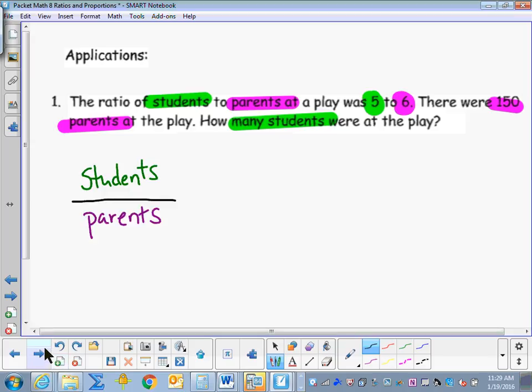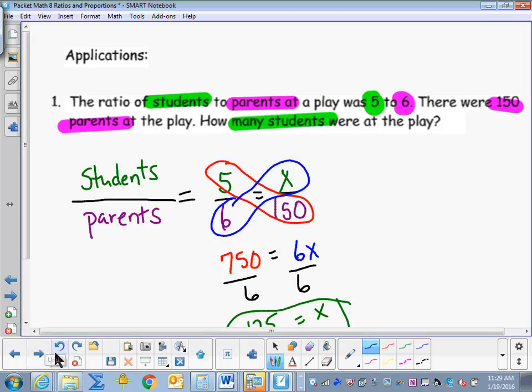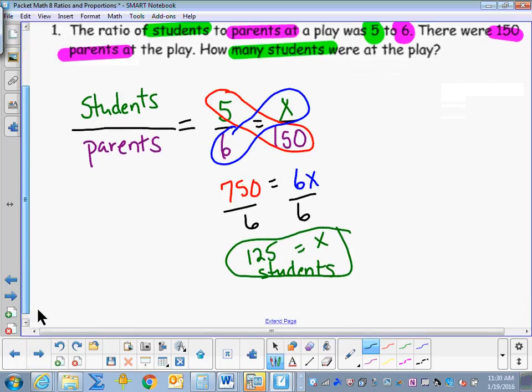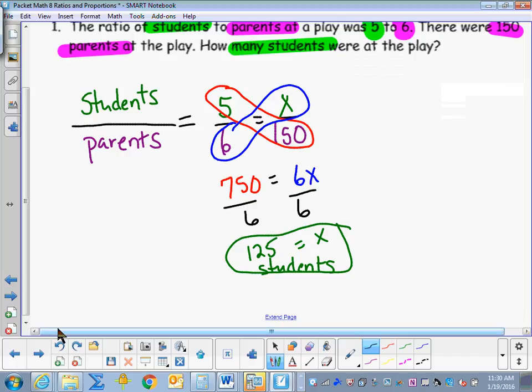We're comparing students to parents. So I always like to write the words first, students to parents. And then I know how to set up my proportion. I just go ahead and draw my little lines and my equal signs. Now I just need to fill in the numbers. So students to parents, or 5 to 6, is equal to x over 150. And then to solve for x, I cross multiply. So there were 125 students at the play.